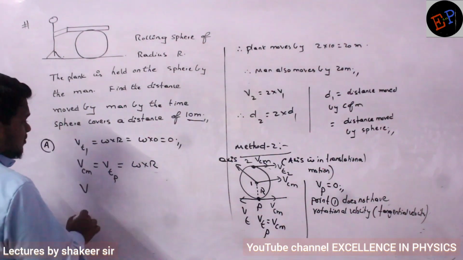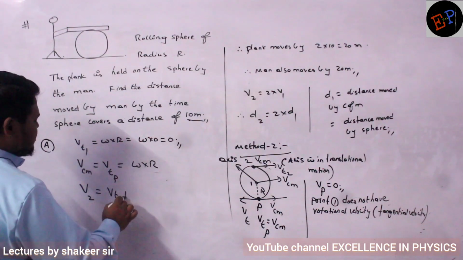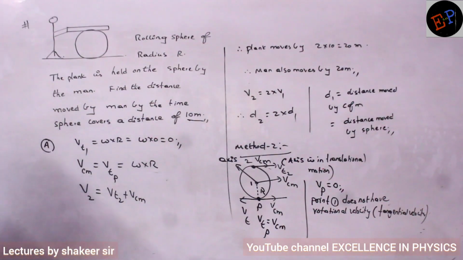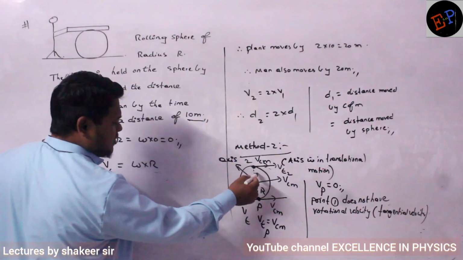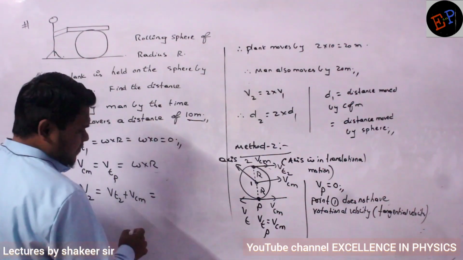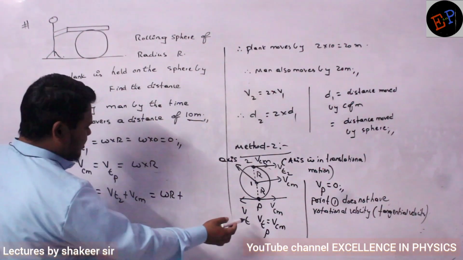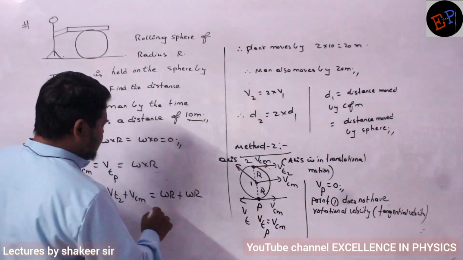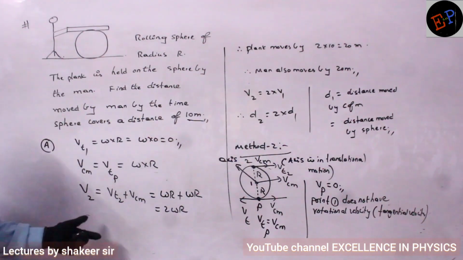So velocity of point number 2 is how much? Tangential velocity plus velocity of center of mass. That's all, no? Now this point is present at how much distance from the axis? R distance. Clear now? So what is its tangential speed? Omega into R. And velocity of center of mass we have already calculated, no? Velocity of center of mass is omega into R. So how much? 2 omega into R. Again I got the same result.